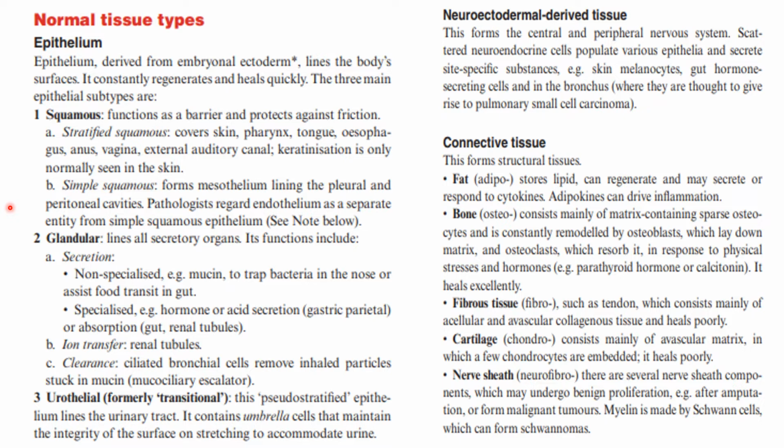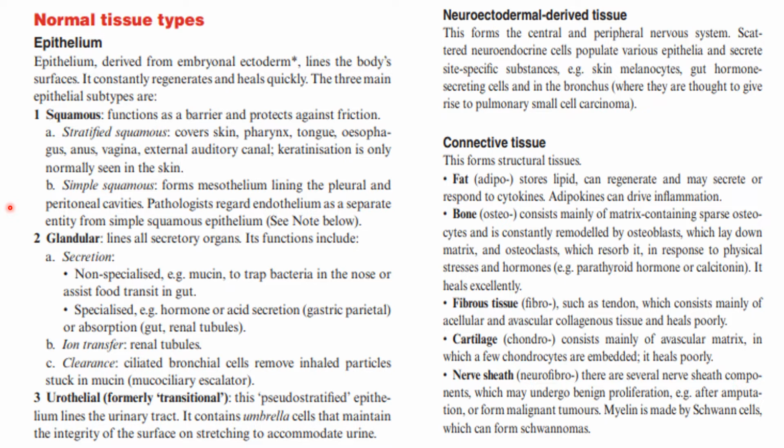Glandular lines all the secretory organs. Its function is secretion, ion transfer, and clearance. Secretion can be non-specialized or specialized. Non-specialized includes mucin to trap bacteria in the nose and assist food transit in the gut. Specialized includes hormone or acid secretion. Ion transfer can occur in renal tubules. Clearance, ciliated bronchial cells remove inhaled particles which are stuck in the mucin.